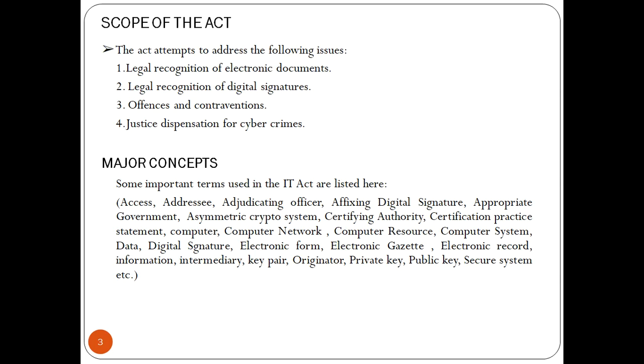Next, the remaining things such as the computer network and computer resource are all familiar to you. But even here in this context, computer means any electronic, magnetic, optical, or other high-speed data processing device or system which performs logical, arithmetic, and memory functions by manipulations of electronic, magnetic, or optical impulses, and includes all input, output, processing, storage, computer software, or communication facilities which are connected or related to the computer in a computer machine or a computer network.